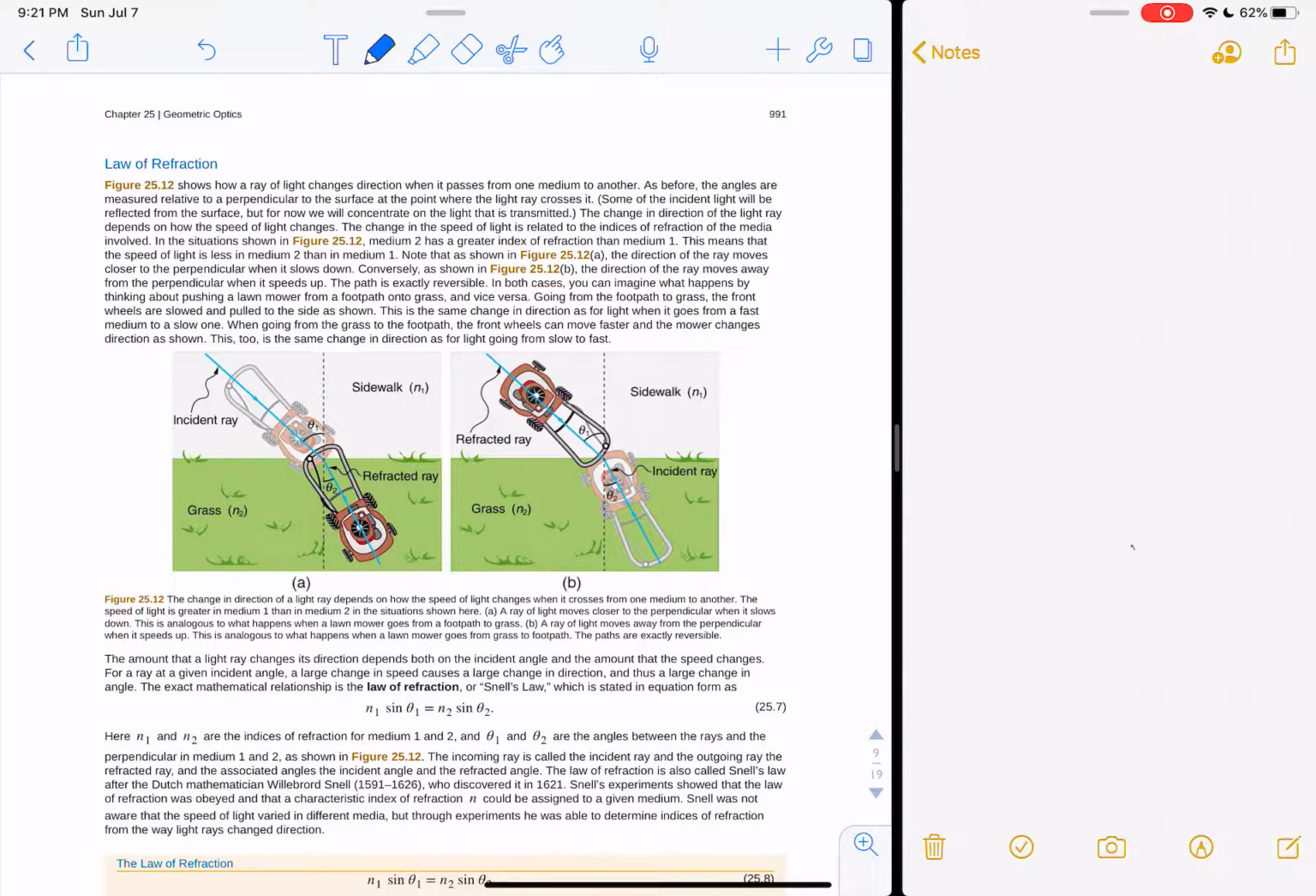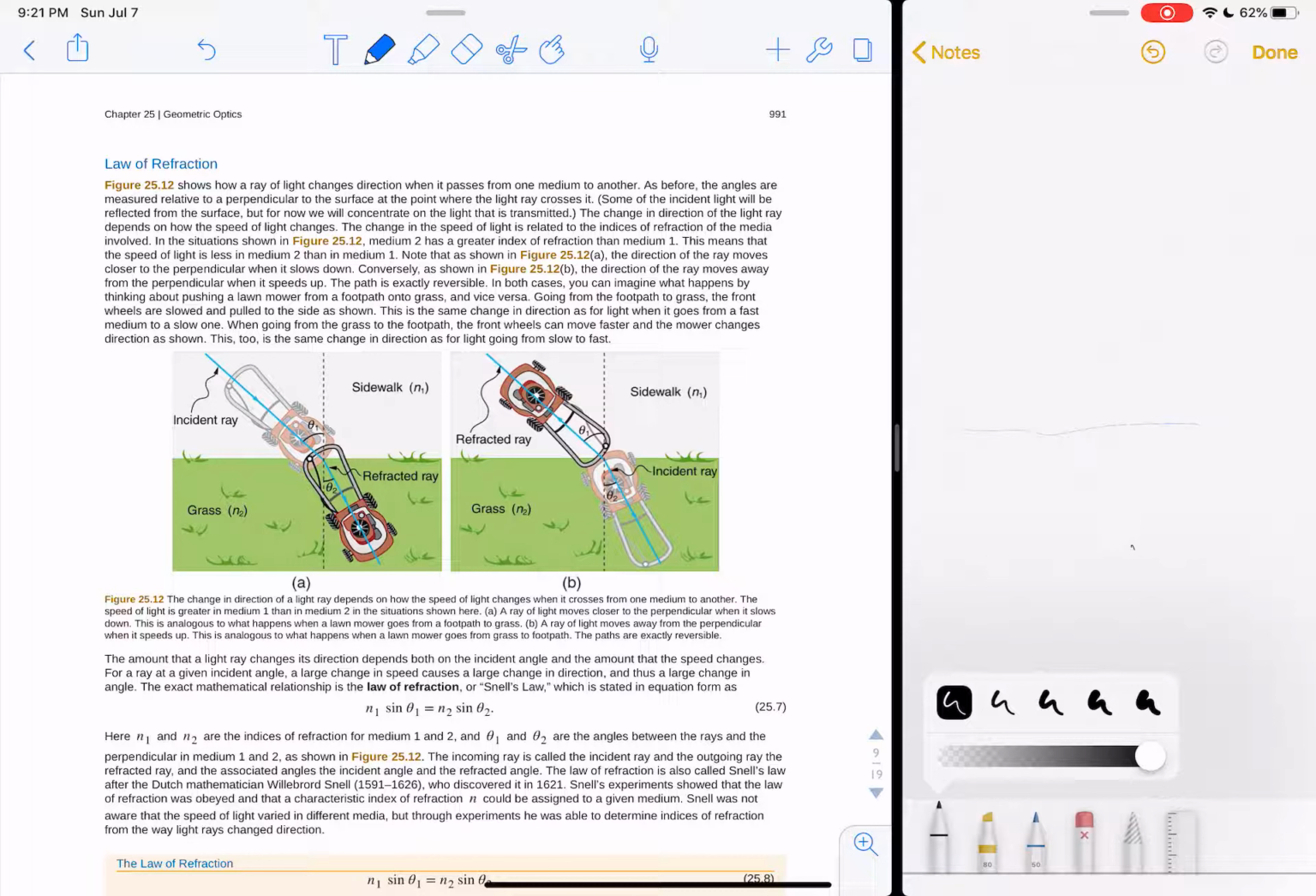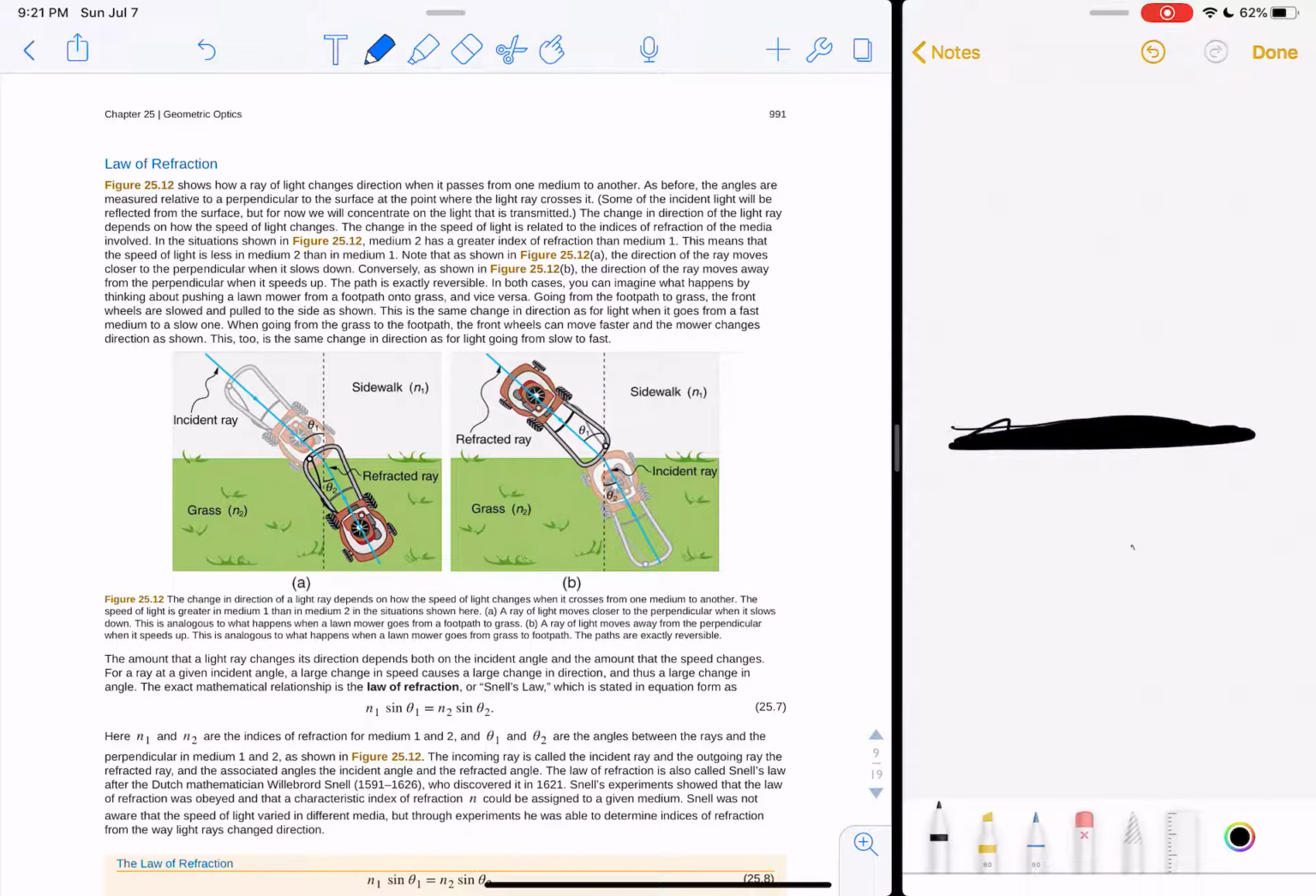Okay, so let's say we got some water. What is this, a colored pencil? What's going on here? How do I change the color? Whatever. Let's say this is water. Let's make it even bigger. Okay, so let's, oh my gosh. All right, so there we go.